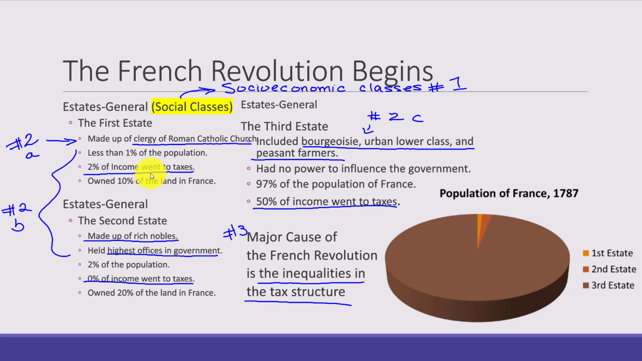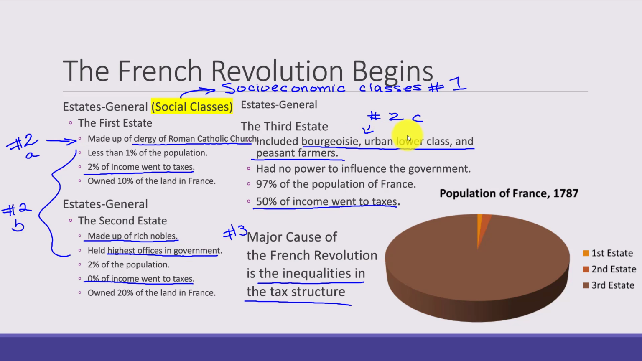Okay, just 2%. Part B, the second estate, was made up of the rich nobles that held the highest offices in government. Guess how much of their income went to taxes? Zilch. Zero. Nothing. Okay, they did not pay a single dime of taxes to France, but they own 20% of the land in France. Okay, so that's the second estate.